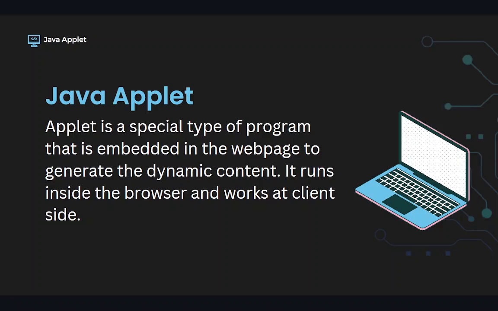Okay, so let's start with Java Applet. Java Applet is a special type of program that is embedded in a web page to generate dynamic content. It runs inside the browser and works at client side. Client side means front end, what we see in our browser, like objects, photos, images or videos.